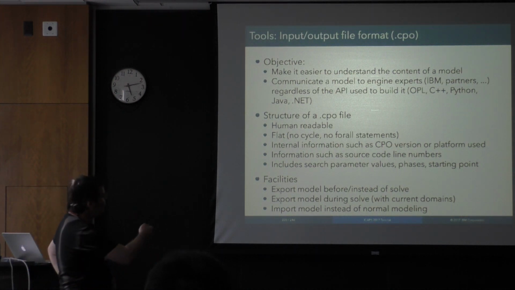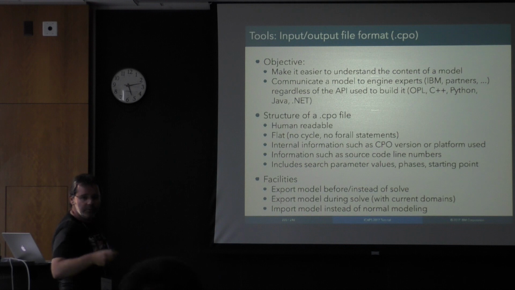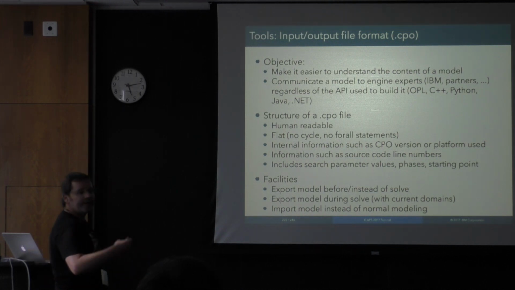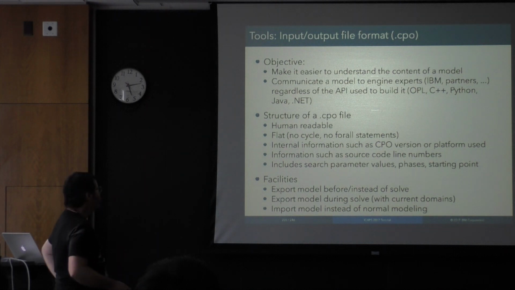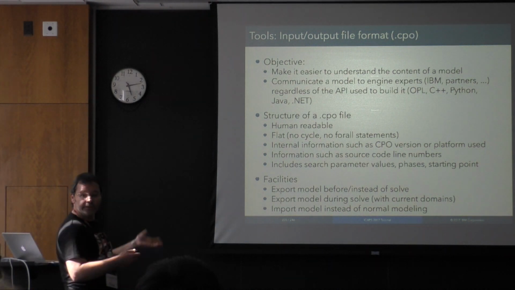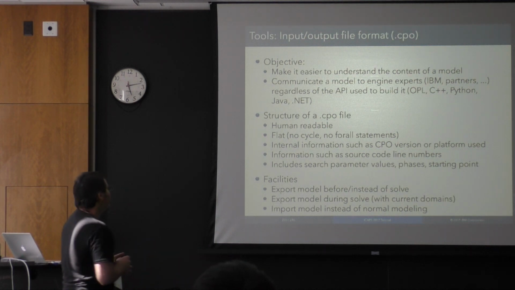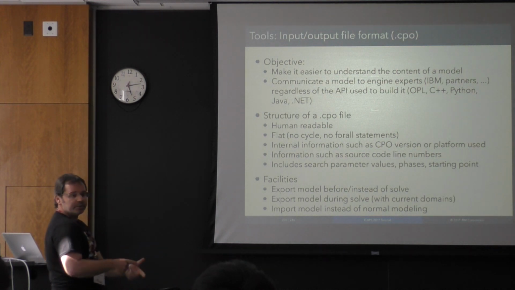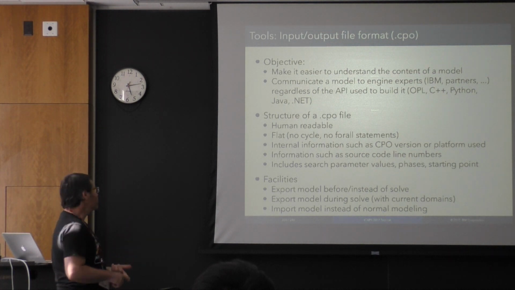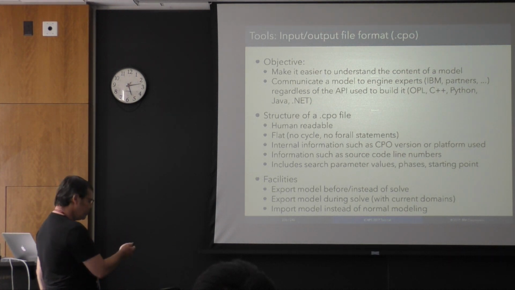And this you can dump. We have a format that we call .cpo format. You can also communicate this model, this instance of the problem, to some experts, some IBM partners, to say, okay, maybe there is a bug in CP Optimizer, and there is a problem with this model. So it's useful for communication and also for understanding what's inside the model. It's human readable, yes, you can export it.